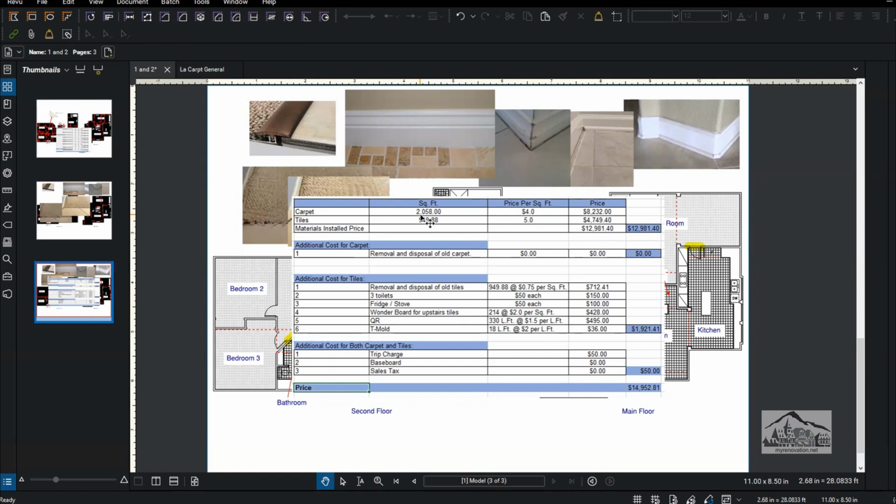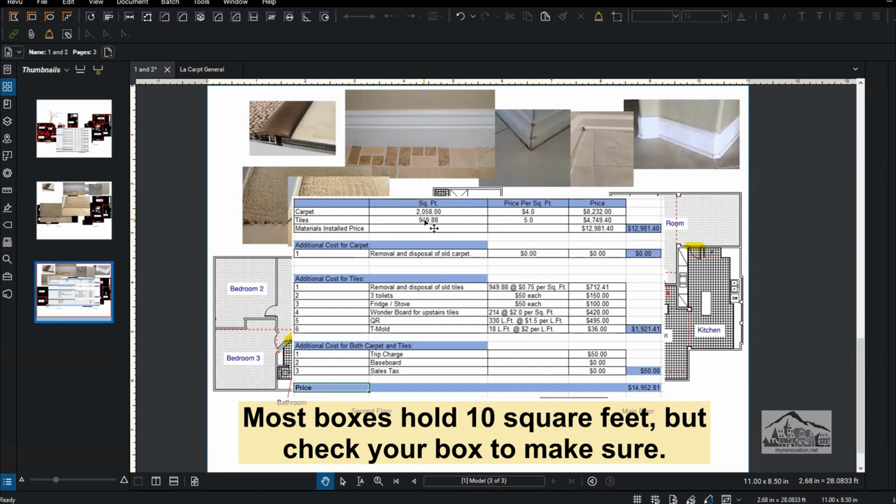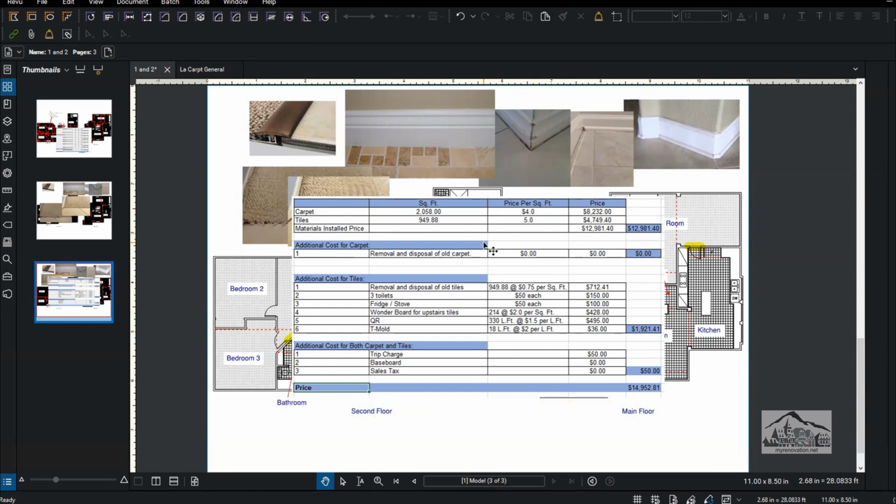So the total material installed price for the carpet and tiles is 12,981. For the tiles, I just want to remind you of something: when you calculate the square foot, tiles usually come in boxes. So if you have, for example, 930 square foot, you have to know how many square foot are in a box. So you order the tiles in boxes.